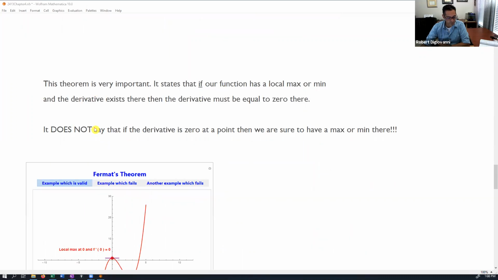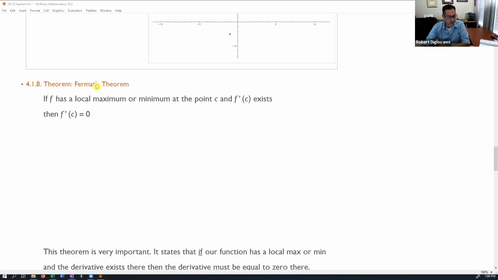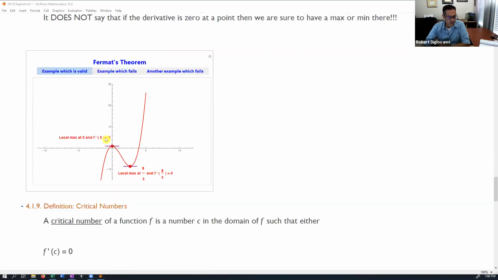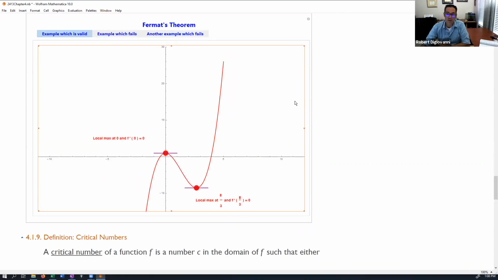So I'd like to give you an example of this theorem right here. It's actually called Fermat's theorem. Here's an example of a function where the theorem actually does apply. Do y'all see that we have a local maximum here and a local minimum here? Do you see those two red dots? And do you see that the slope of the tangent line, which I'm drawing in purple, represents the derivative? Do y'all see that the derivative is 0 there because it's flat? So we had a local max and the derivative there is 0. We had a local min and the derivative there is 0.